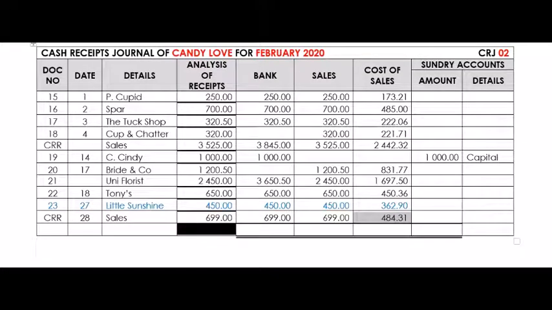And lastly, you have to go and quickly total your columns. So the bank column has a total of 11,565 Rand. The sales column has a total of 10,565 Rand. Cost of sales of 7,371 Rand and 15 cents, and sundry accounts of 1,000 Rand.